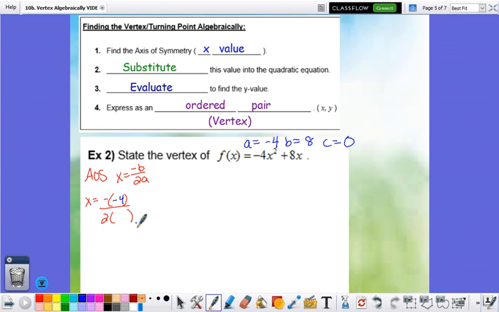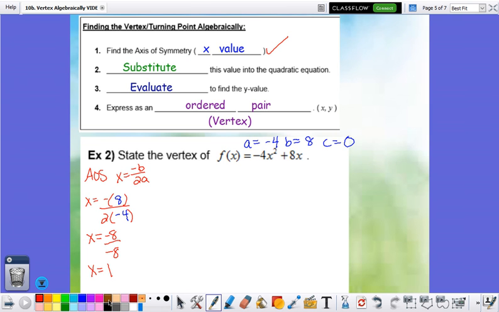So I have the opposite of b, and b is 8. So I have the opposite of 8, and then 2 times -4 in the bottom. So I end up with x equals -8 divided by -8. Our axis of symmetry here is +1. All right, so we're done getting our x value.